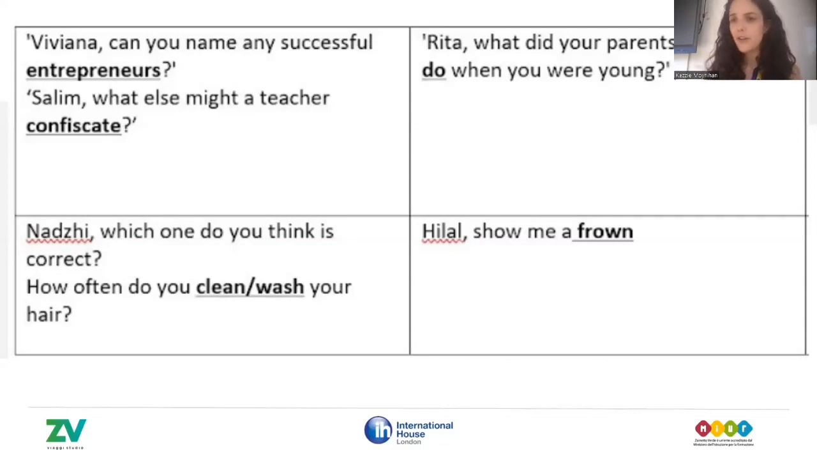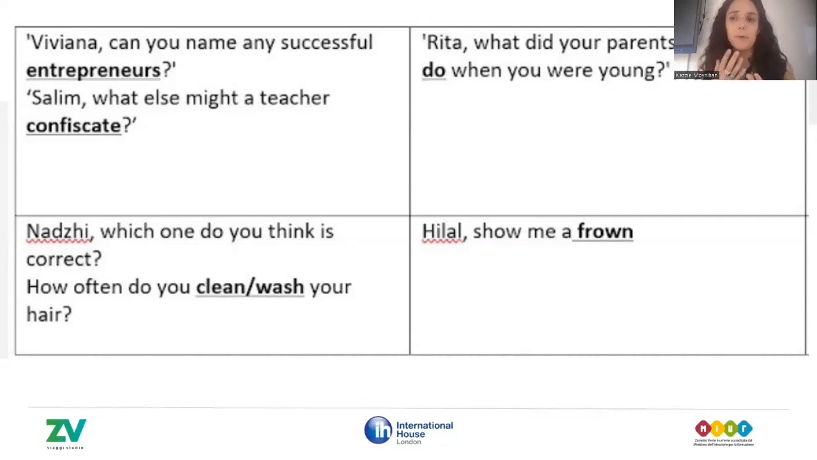Salim, what else might a teacher confiscate? Again, answers to this might be something like a phone or a weapon or the answers. If the student were to say something like homework, again, that demonstrates that the student hasn't fully understood. So sometimes eliciting an example also acts as a concept checking question.